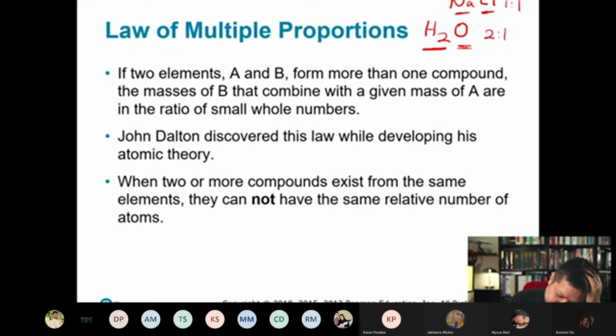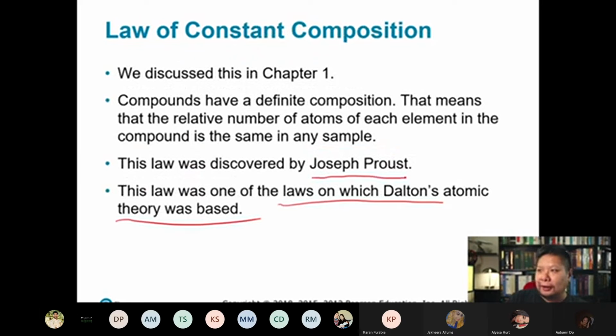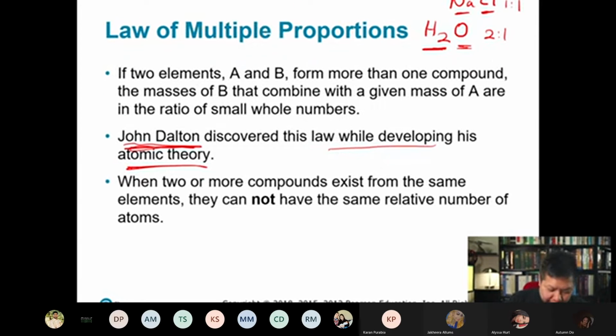Anyway, John Dalton himself actually discovered this one while he was developing the atomic theory. The law of multiple proportions is the only one that John Dalton discovered and developed himself. The law of conservation of mass was discovered by Antoine Lavoisier, and the law of constant composition was discovered by Joseph Proust.